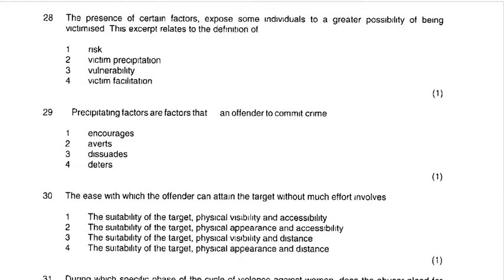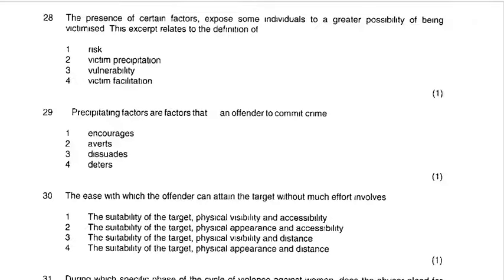28. The presence of certain factors expose some individuals to a greater possibility of being victimized. This relates to the definition of 28. The answer is 3, which is vulnerability. This is found on page 33 of our study guide.